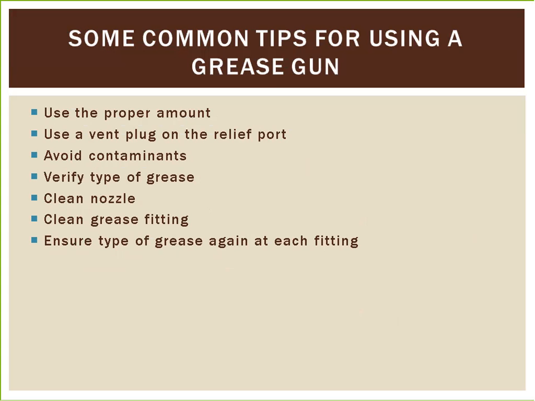Next, we'll review some of the common tips for using a grease gun. First, calculate the proper amount of grease needed for relubrication of bearings based upon the calibrated delivery volume of the selected grease gun. Next, use a vent plug on the relief port of the bearing to help flush old grease to reduce the risk of too much pressure on the bearing. Use extreme caution when loading grease into the grease gun to ensure that contaminants are not introduced. If using a cartridge, be careful when removing the metal lid that no metal slivers are introduced into the grease. Next, make sure the grease gun is clearly marked to identify the grease with which it should be charged. Do not use any type of grease other than that which is identified.